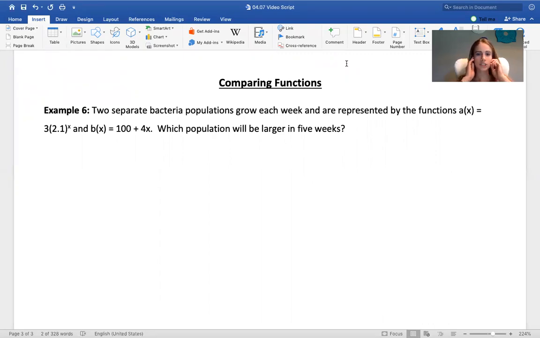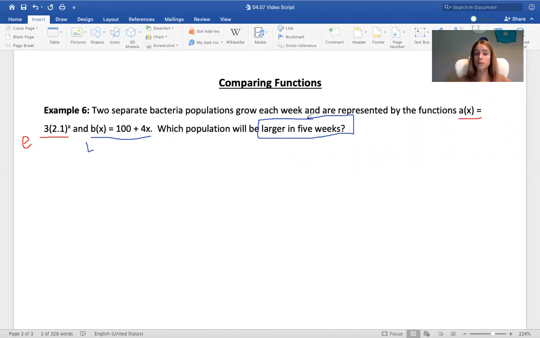All right, so first read done, second read, let's annotate. Two separate bacteria populations grow each week and are represented by, so we have this function, which is E for exponential, and our second function, B, which is L for linear. Which, question word, population will be larger in 5 weeks?